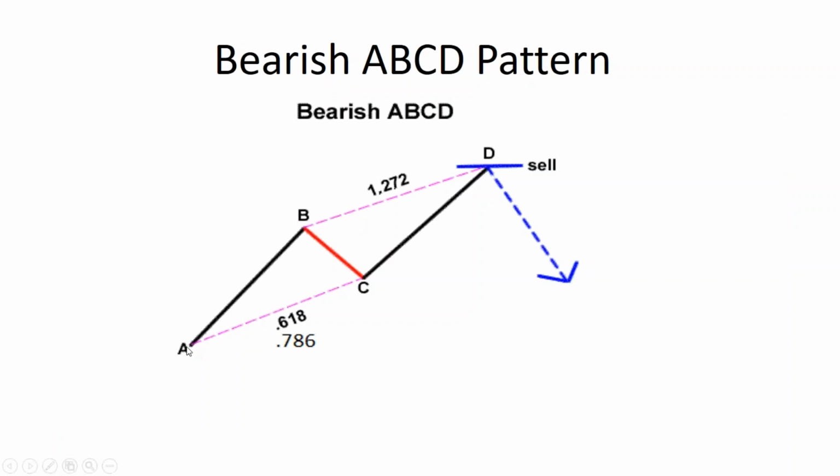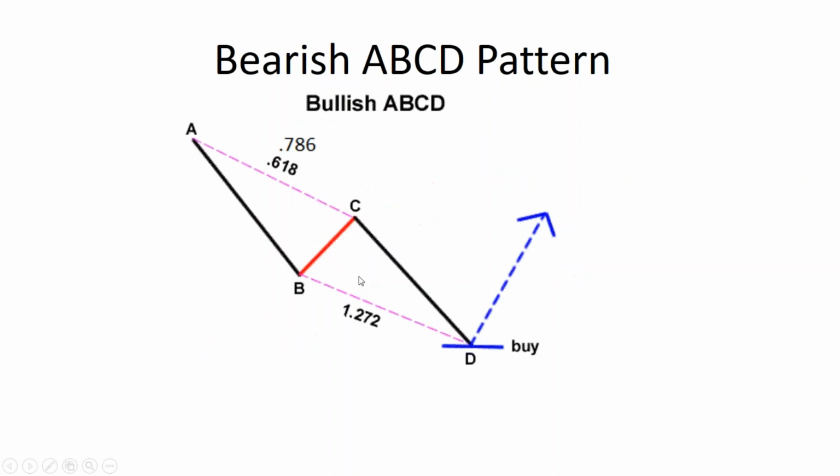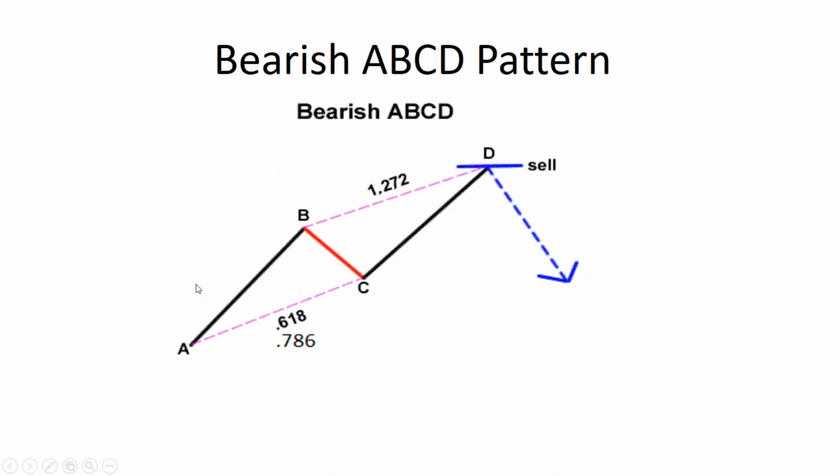The pattern starts with a bullish drive from A to B. From there, we then get a retracement lower from B to C, which should complete into the 61.8 to 78.6% retracement of that AB leg. We then, from our BC point, get another push higher, and this time, this final drive, which gives us our CD leg, should complete into the 1.272% extension of that AB leg.